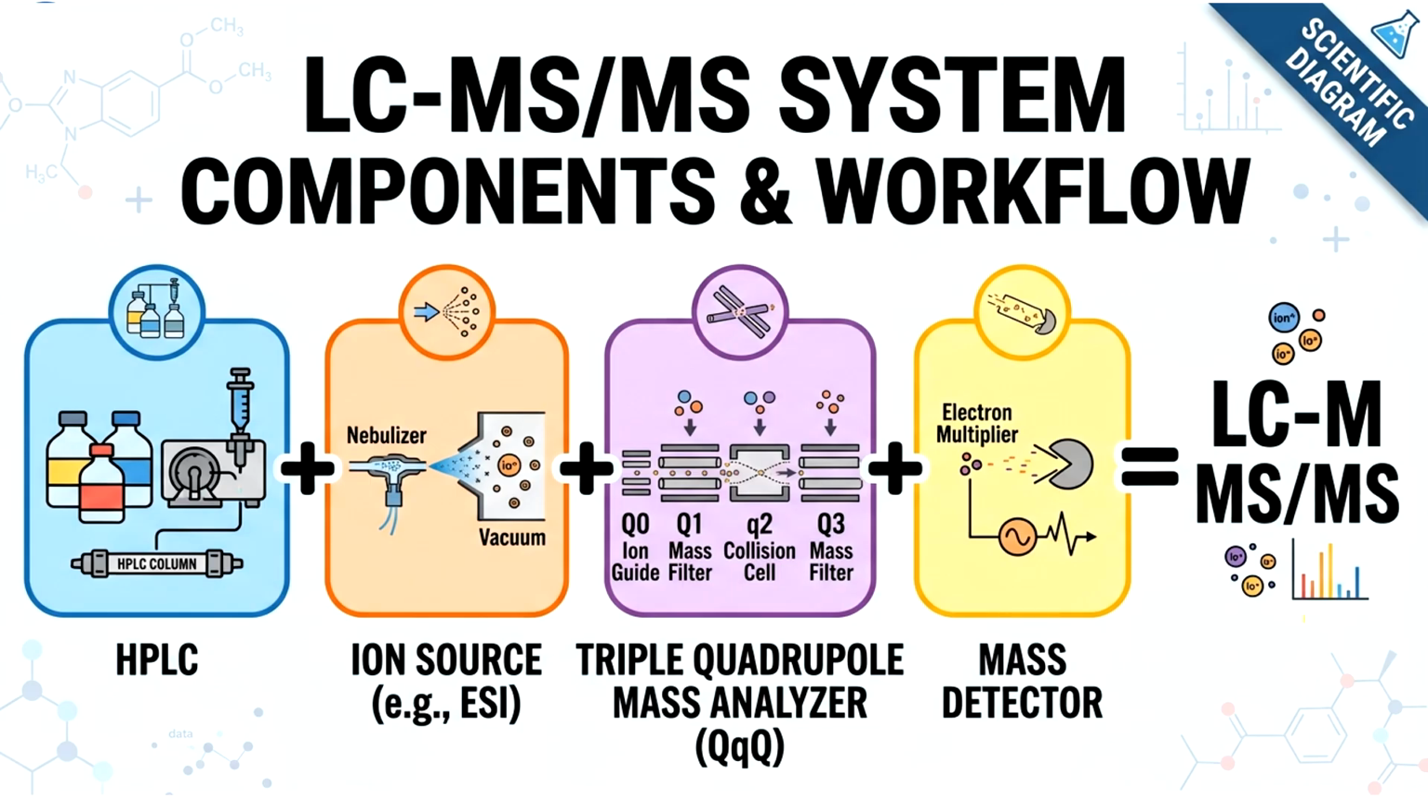LCMS system and components workflow diagram. The four vital components of any LCMS system are: first is the HPLC, second is the ionization source, third is the mass analyzer, fourth is the mass detector. The mass detector is responsible for producing the mass spectrum.